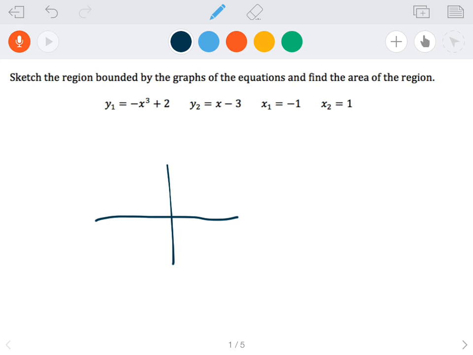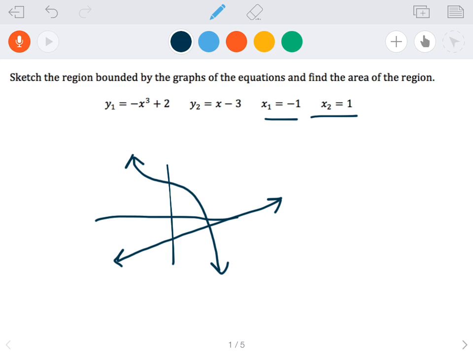I confess, these are hard to do without a calculator, and usually these questions show up on the calculator portion of the AP exam. So I might take a peek and see what negative x cubed plus 2 looks like. I'm not going for anything exact here, I just need a nice rough sketch of that. x minus 3 should be a linear line about here. And then x sub 1 equals negative 1 and x sub 2 equals 1.